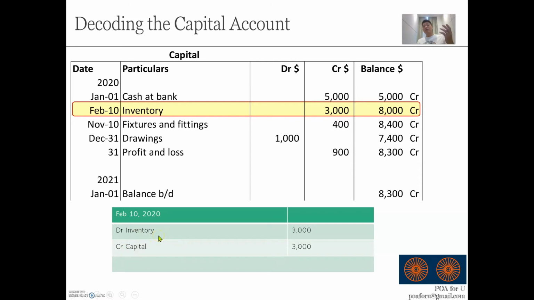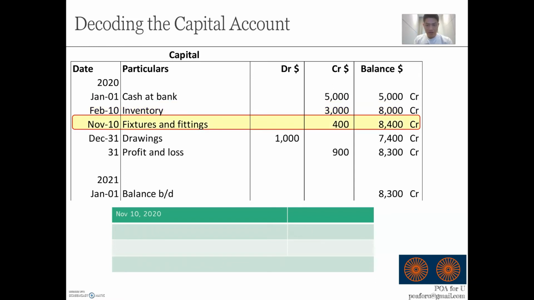When you debit inventory, the business's inventory actually goes up. It means you got new inventory. When you credit capital, capital actually goes up, right? So this is a case where the owners contributed to the business in the form of inventory, not in cash. Okay, all right, moving along.